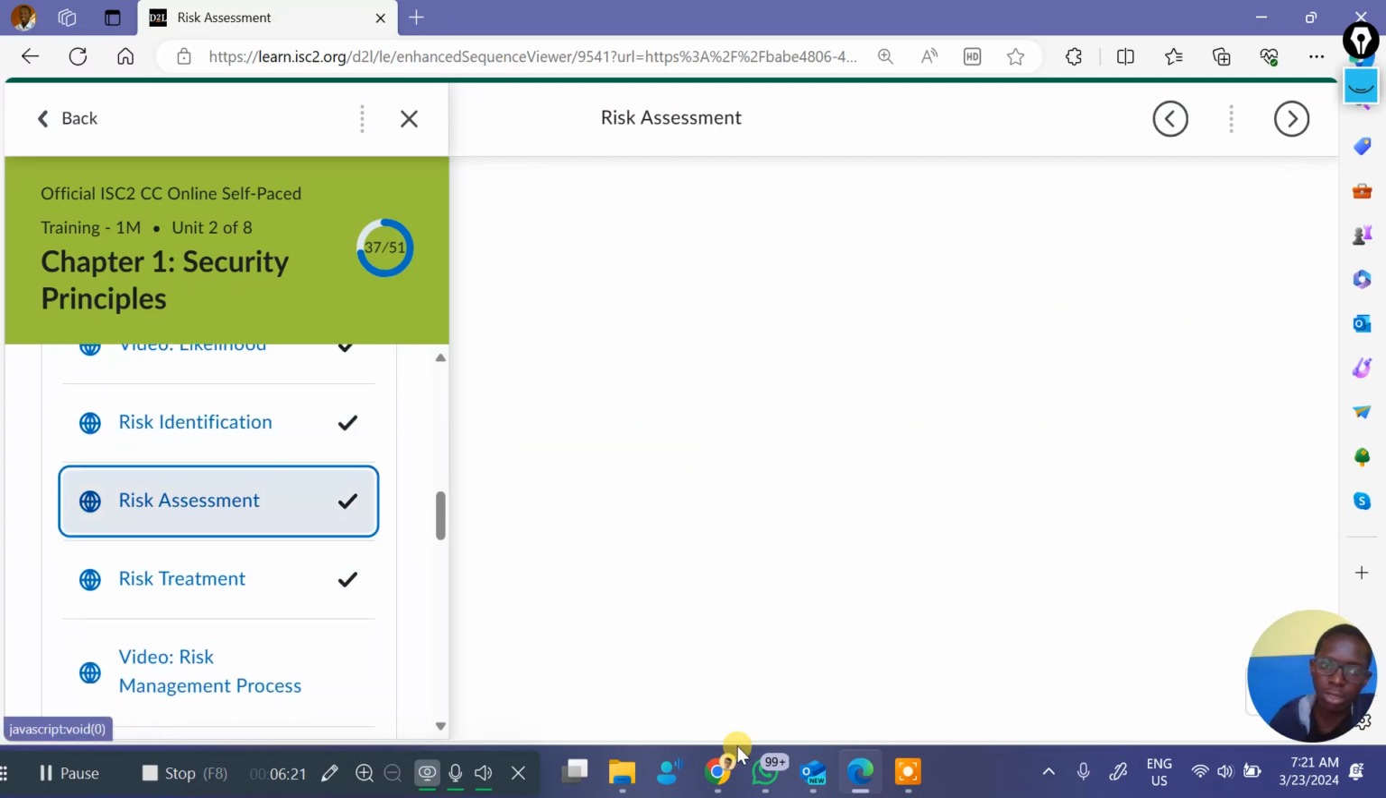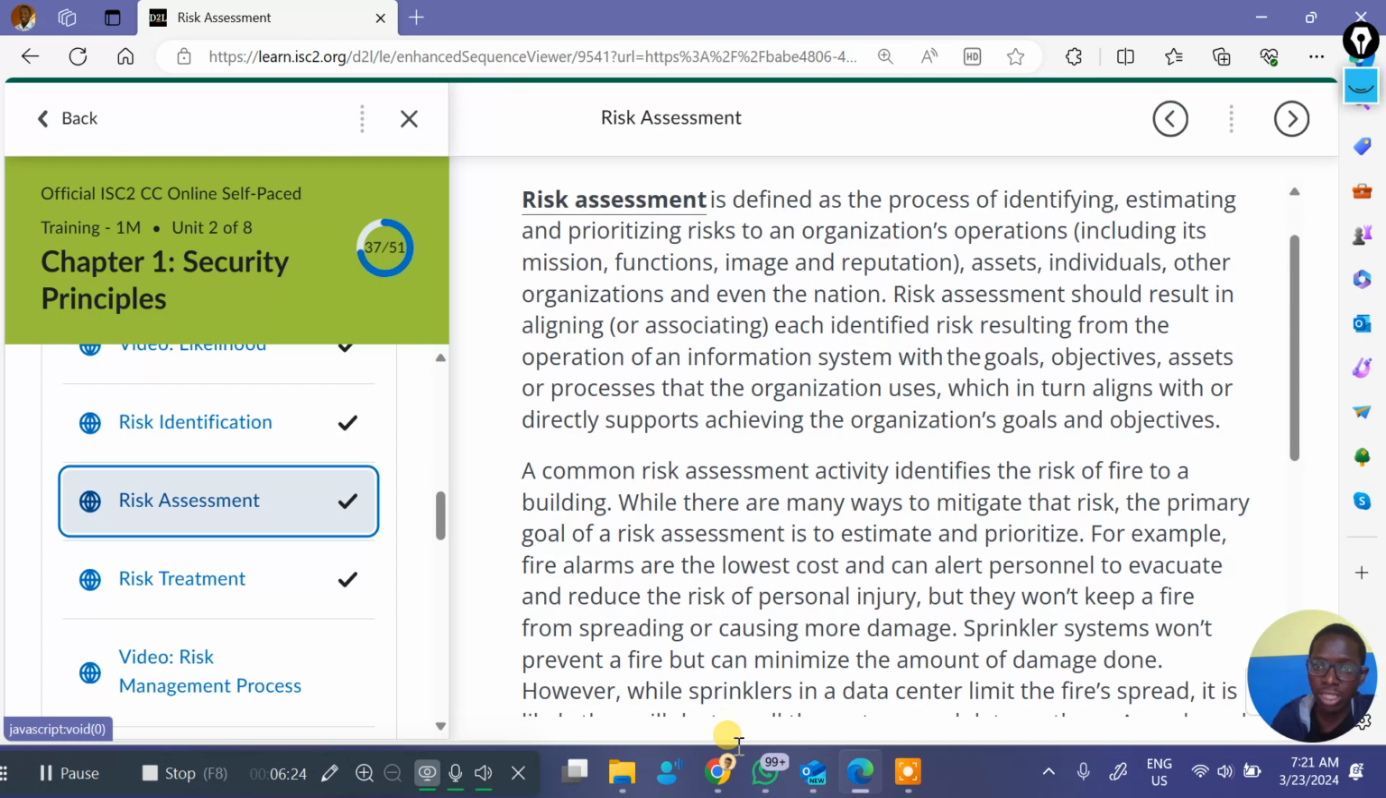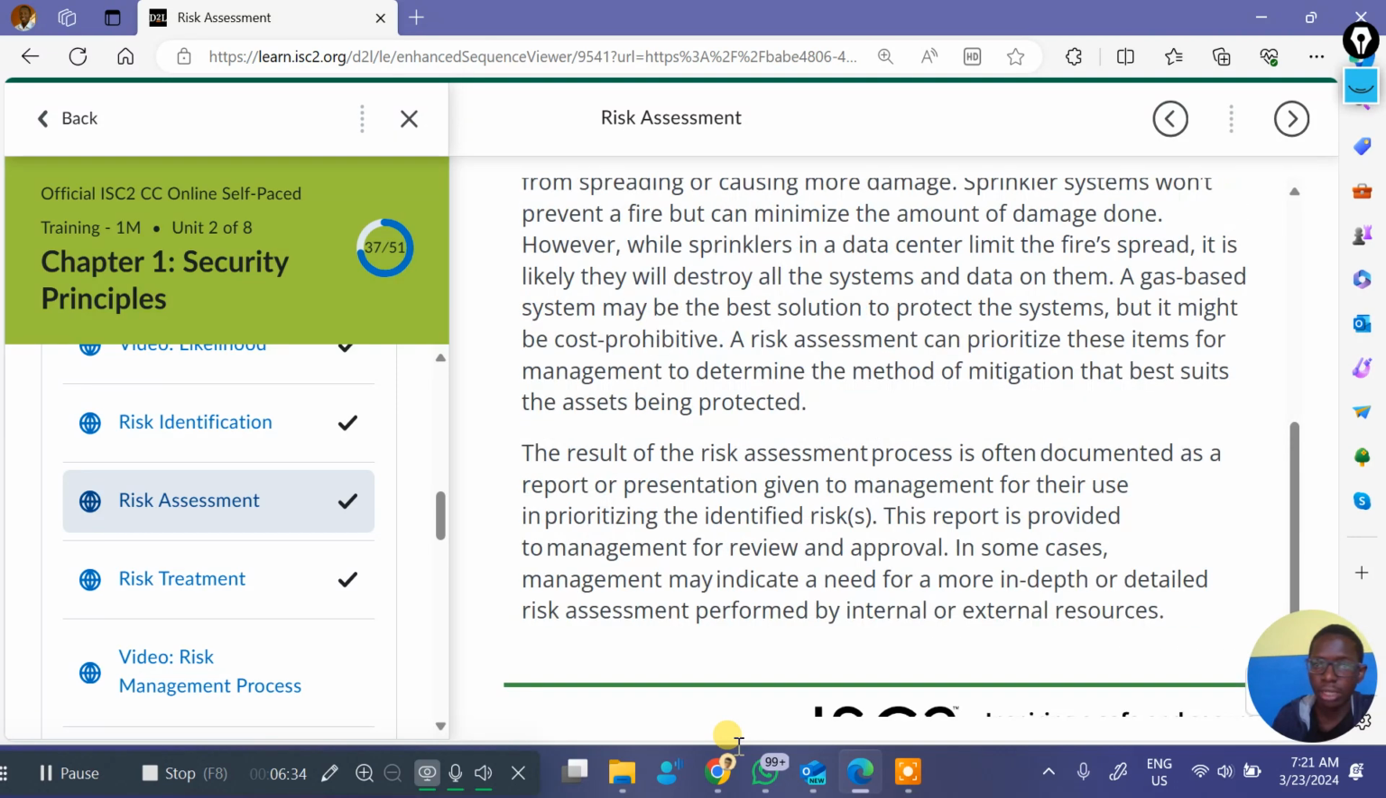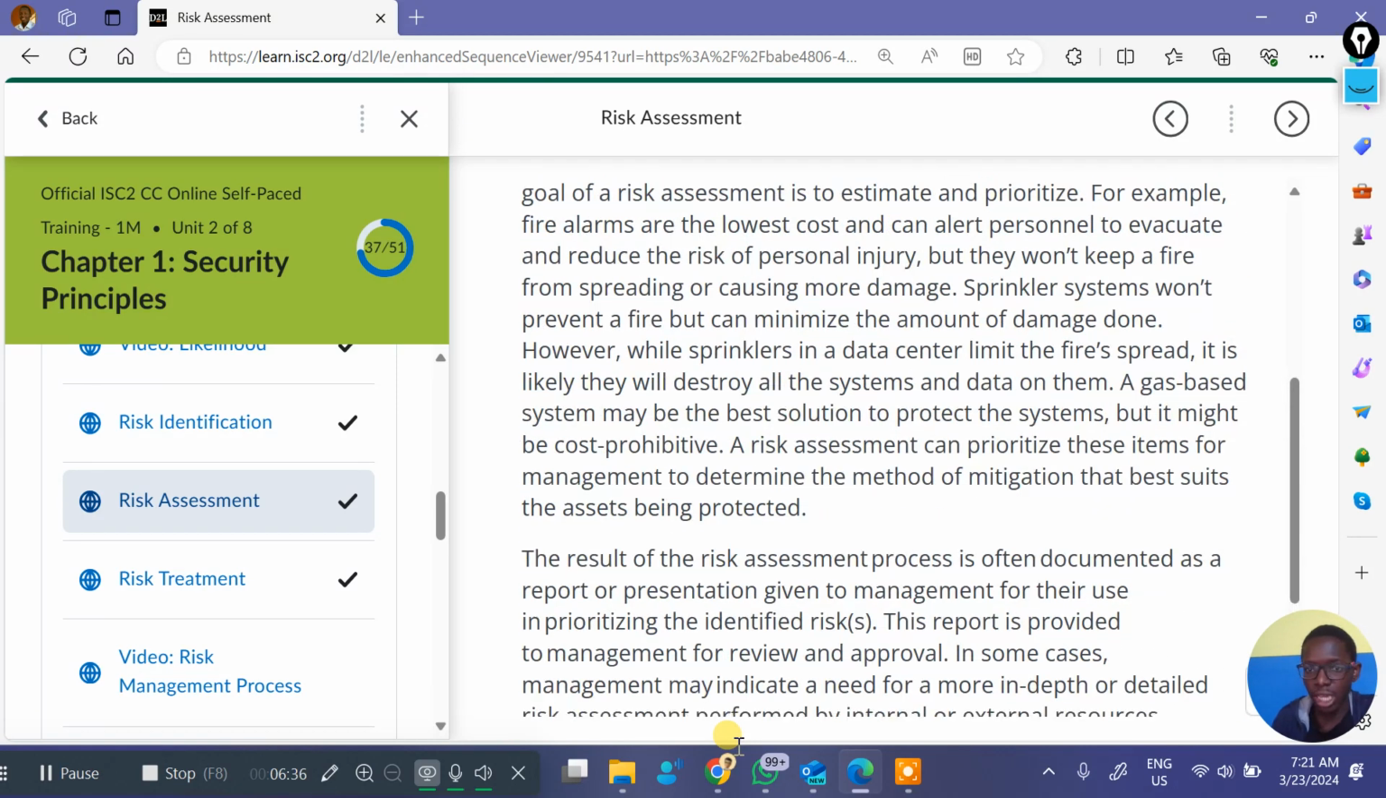The next thing is about assessing the risk. When you are assessing a risk, basically you are checking, identifying and prioritizing what risk is bigger compared to the organization. That's what they are explaining in here, and you document all of that and put it the way it should be.